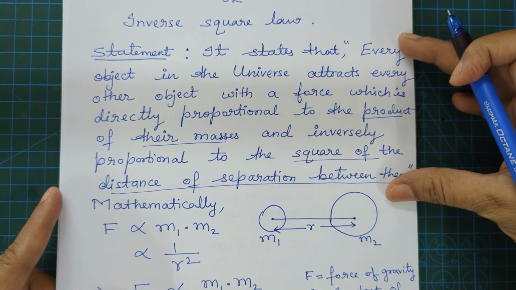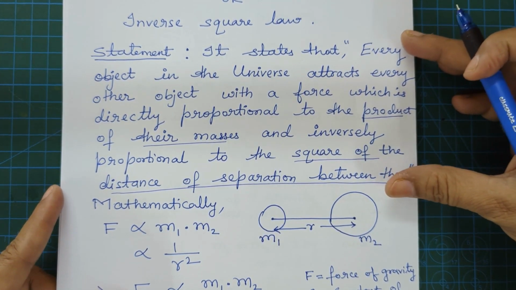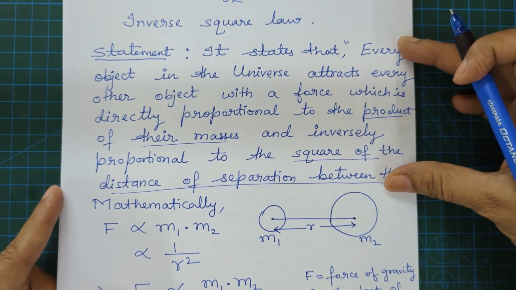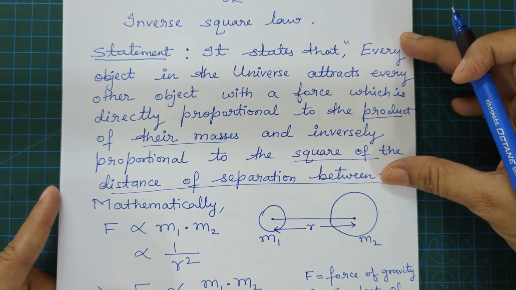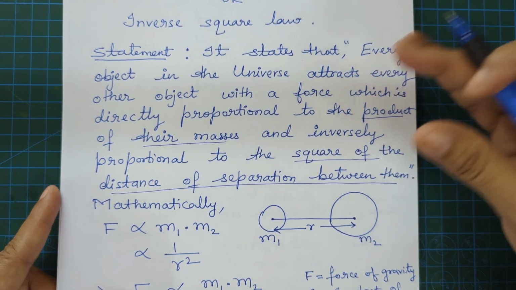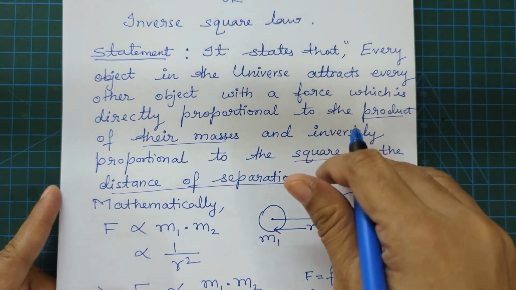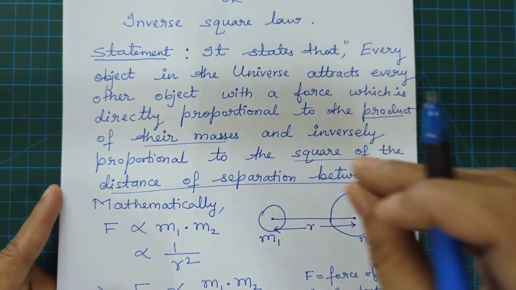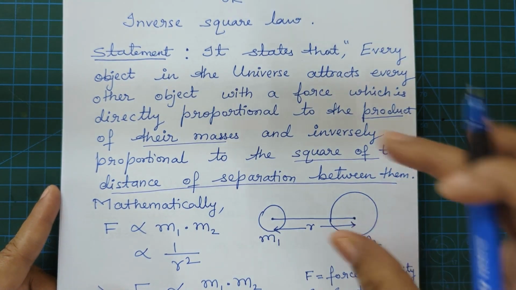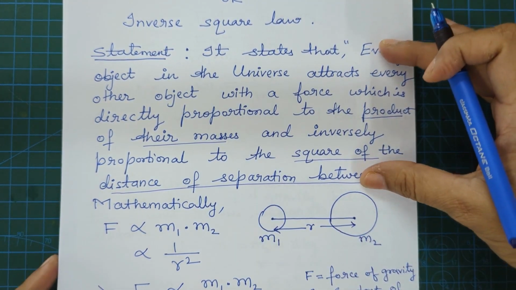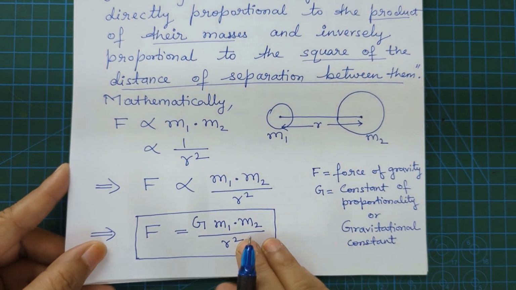So what is Newton's law of gravitation? Newton's law of gravitation or universal law of gravitation or inverse square law states that the force of gravity between any 2 masses, if they are separated by some distance r, is directly proportional to the product of the magnitude of the masses and inversely proportional to the square of the distance of separation between those masses. That's a statement. This statement I have written in mathematical form.